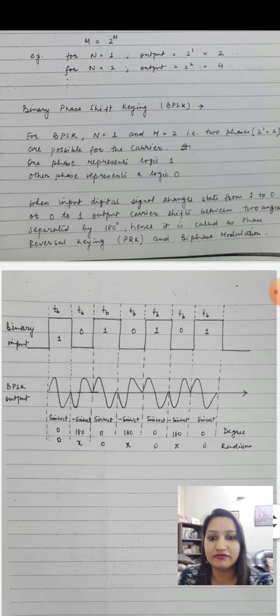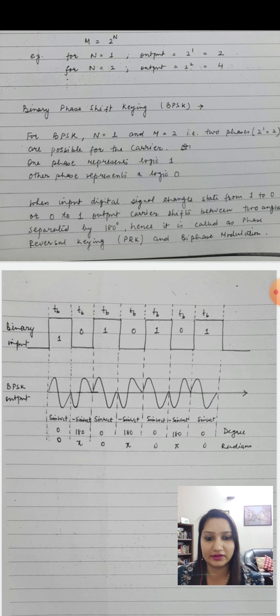So you can see in the diagram, first of all, this binary input is encoded into a number of bits, and corresponding to the number of bits there are output phases. So this is a binary input where you can see 1 0 1 0 1 0 alternating. It is a simple binary wave, and TB is the time for each bit. As in ASK we saw TB and TS, here also TB represents the time period of one bit. Now just see the BPSK output.